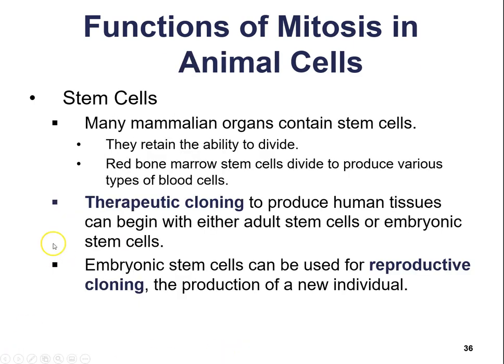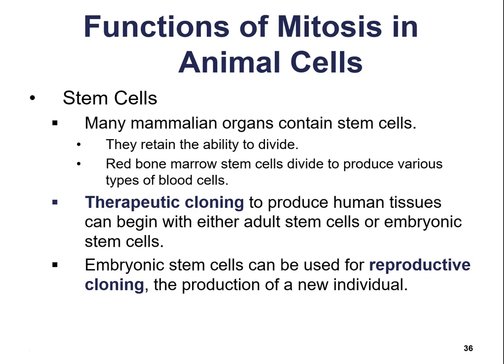Another thing to point out is that you don't need to know details about therapeutic cloning and reproductive cloning, but it's interesting to mention here. It says that many mammalian organs contain stem cells. Remember that meristem tissue that I mentioned in plants? It's the same kind of idea. There are certain cells in animals that retain the ability to divide, and those are the only cells able to keep producing more cells. Other cells that don't have these stem cells won't be able to make new cells, like neurons.